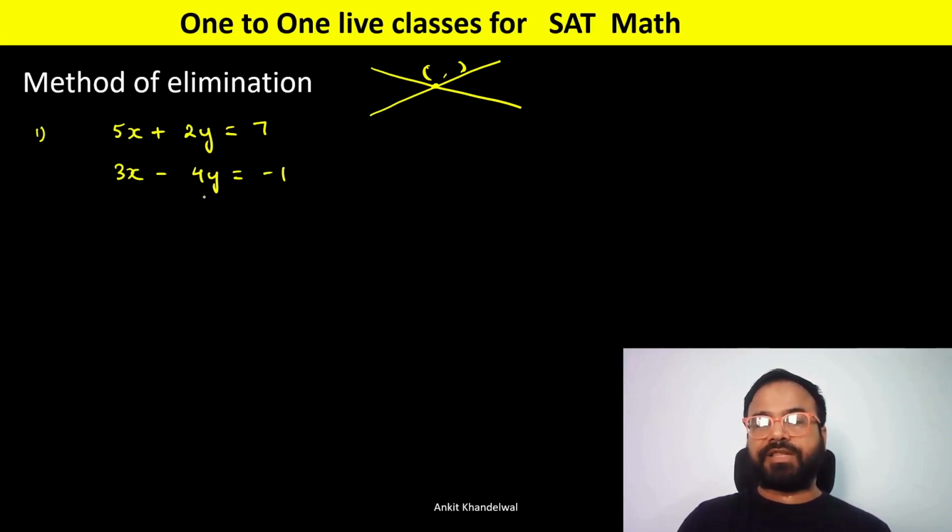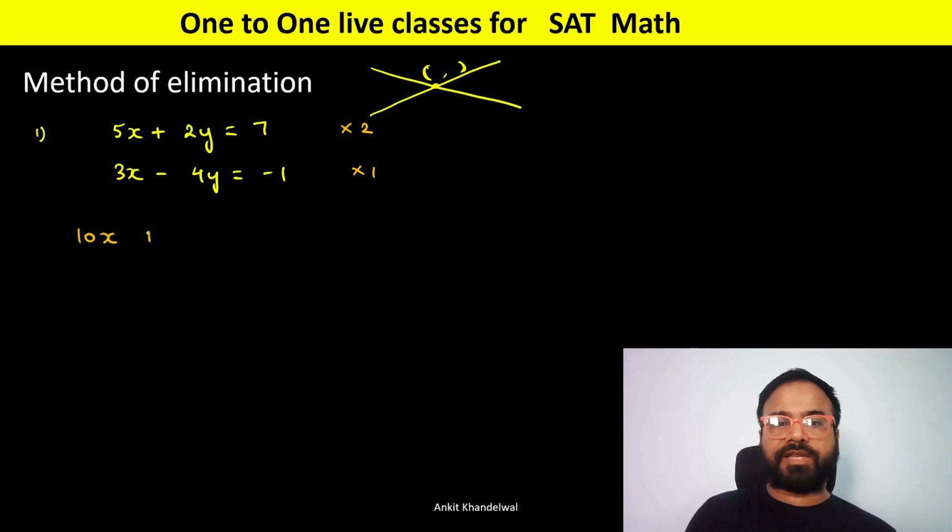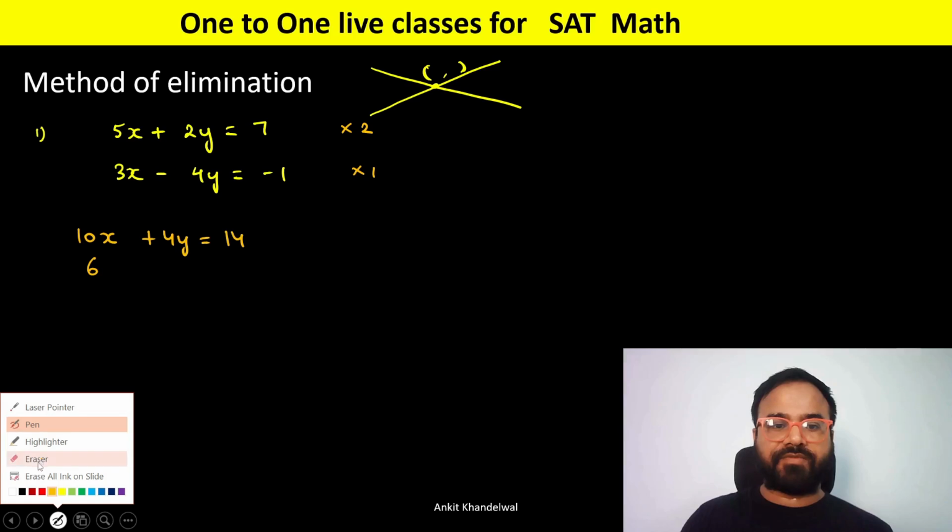In order to eliminate the y, I have to make sure that the coefficient has to be same. Right now the coefficient of y is 2 and here the coefficient of y is -4. So to make them same, I can multiply the first equation by 2 and second equation by 1. So multiplying the first equation completely by 2, that will become 10x plus 4y equals 14, and multiplying the second equation by 1, that will remain same. Multiplying by 1 means same thing.